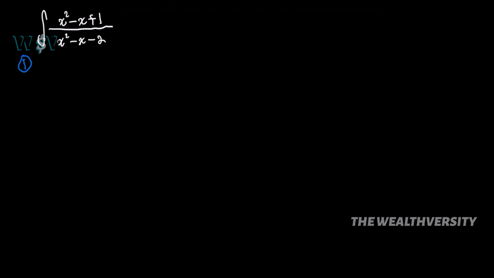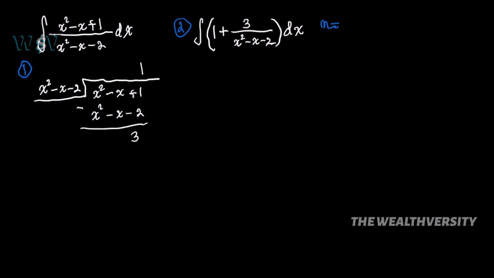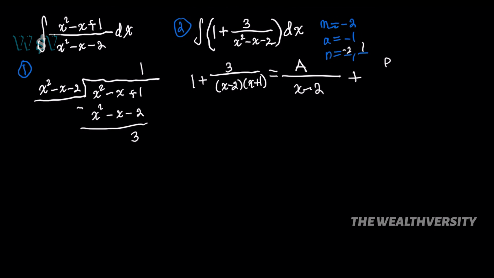So we will do long division, and we can see that x squared minus x minus 2 goes only once into x squared minus x plus 1, and our remainder will be 3. So now our integral will become 1 plus 3 over x squared minus x minus 2. Now that the degree in the numerator is less than the degree in the denominator, we can continue to use Grubby's thumb rule. We first factor x squared minus x minus 2, and get 3 divided by x minus 2 times x plus 1. We have 2 roots, so we will break this function into 2 parts, which are A over x minus 2 plus B over x plus 1.